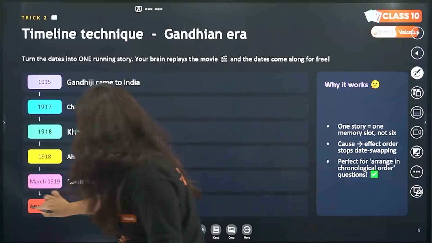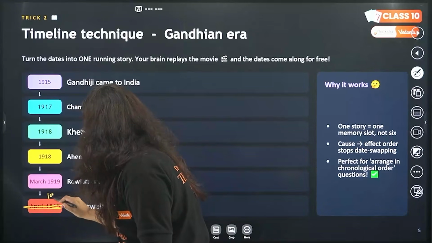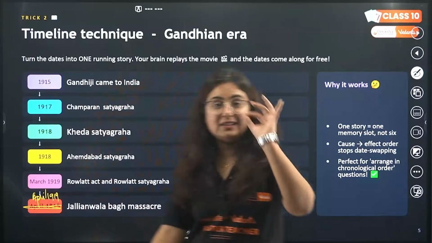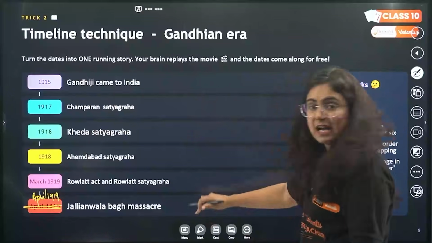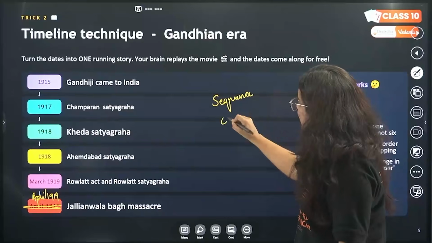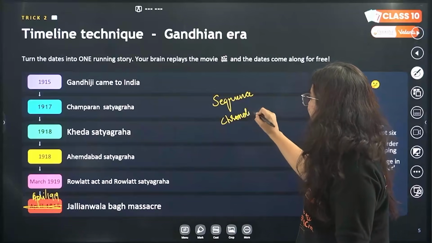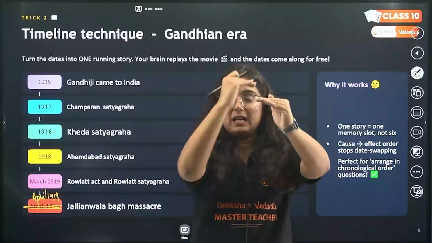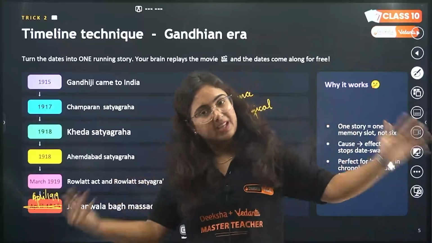It is not April 1815. It is April 1919. Okay? So when you make this type of sequence, it will help you to solve those sequence based questions as well as chronological questions. When you write, beta, you remember that chronology. Gandhiji came, this happened, that happened, etc.